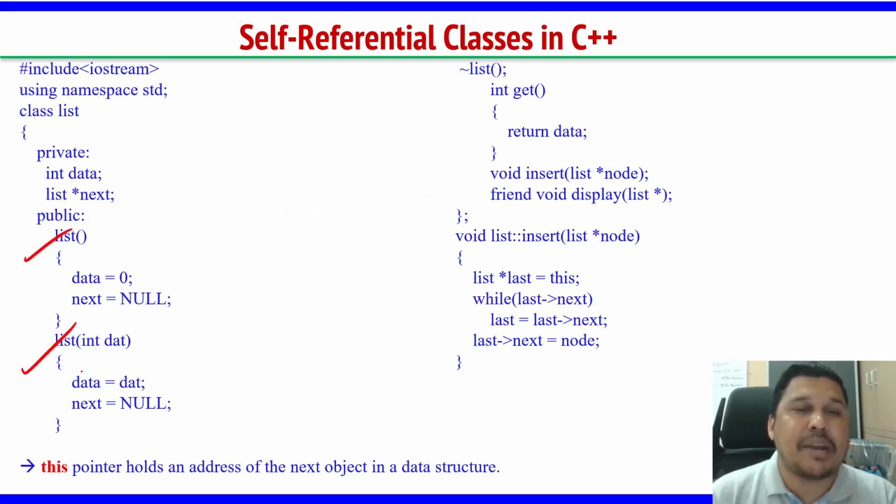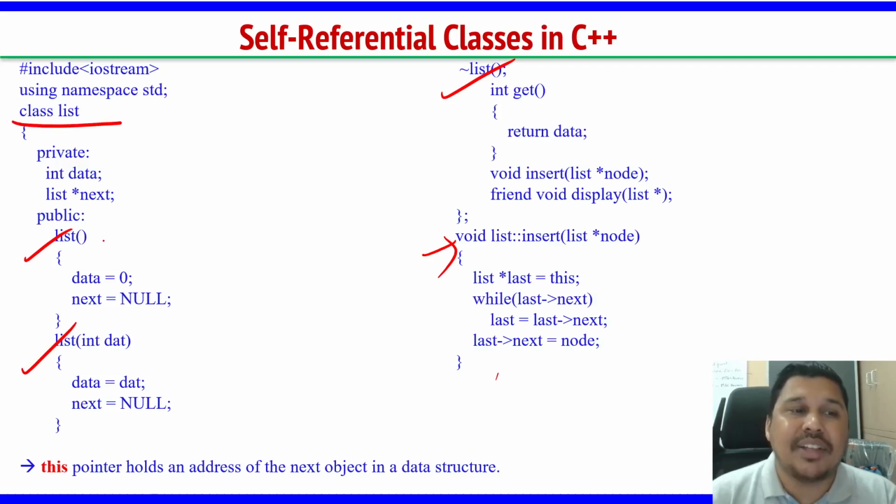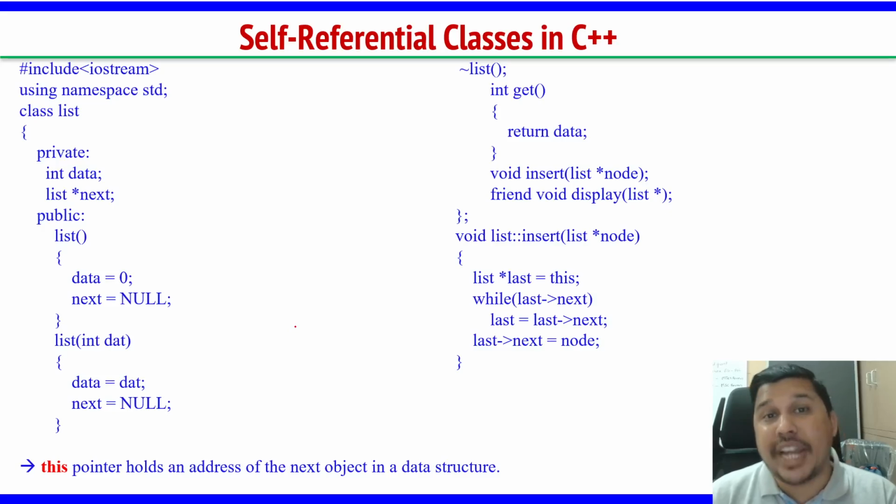I have a constructor, parameterized constructor, destructor, insert function. Same thing. You can implement that. How you implement a linked list using C++, the rest is all the same. The only difference is the advantage: if you are using the class concept, you have the advantage of using constructors also. Right? Now, how is the address of the next node stored? It is stored using this pointer. This pointer holds the address of the next object in the data structure.